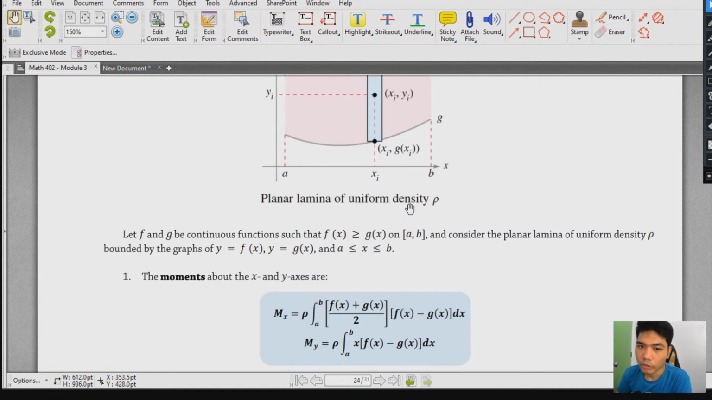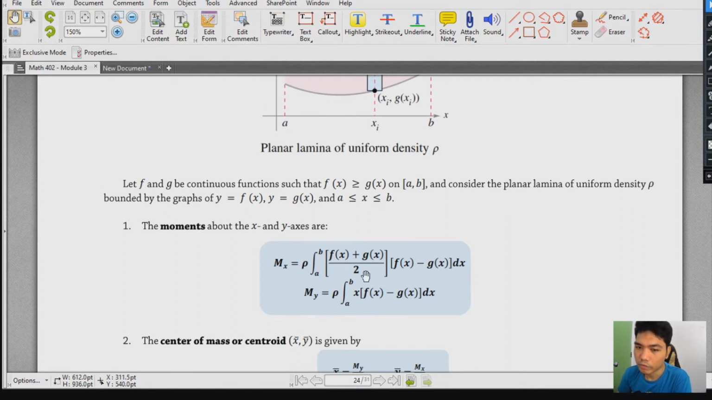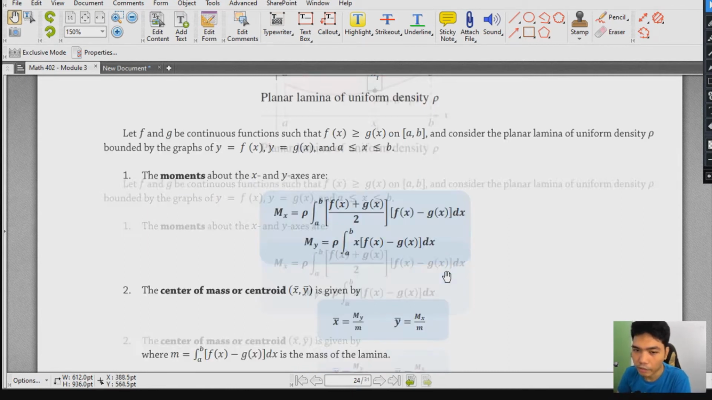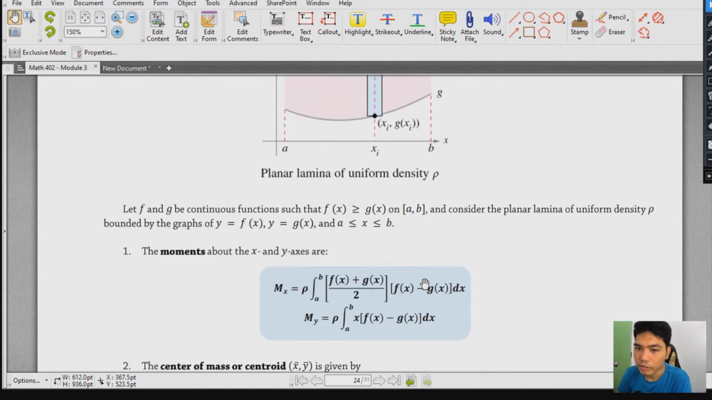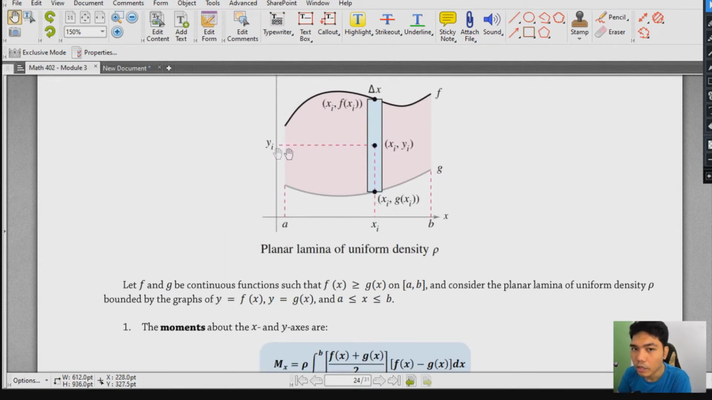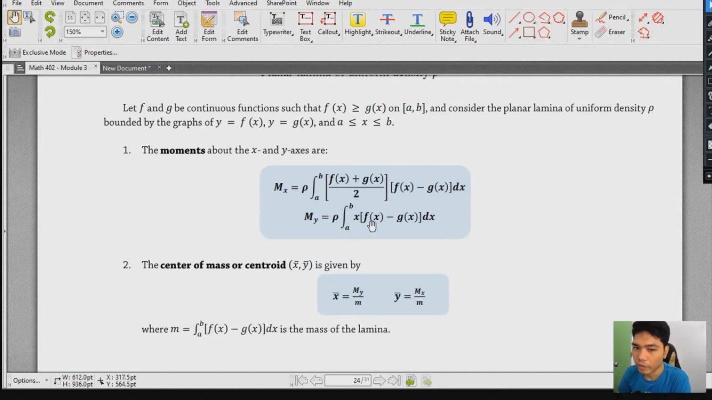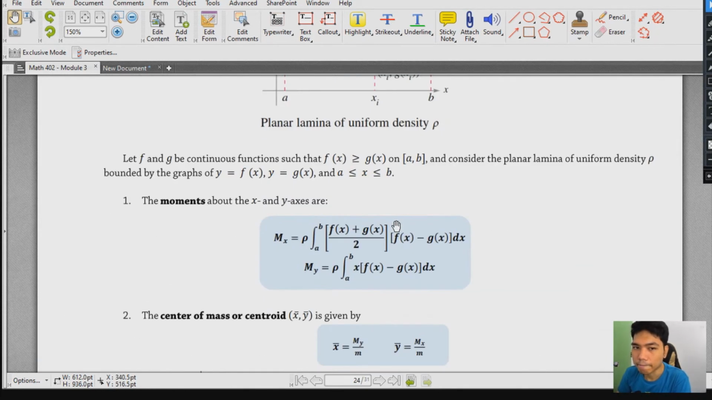So if you want to determine that, it's simply the sum of the squares of the first function and second function. But for m sub y, since we'll be using dx in this case, it's always the difference between f of x minus g of x, and then some distance x, so you have to multiply that with x lang. So yun lang yung concept ng ating moments. Usually, parang ano lang to, top curve minus lower curve times x for dx, and then pag dy naman is top curve minus lower curve times y. So yun lang yun. Itong f of x plus g of x over 2, parang you take the average of them. So ganun yung concept niya.